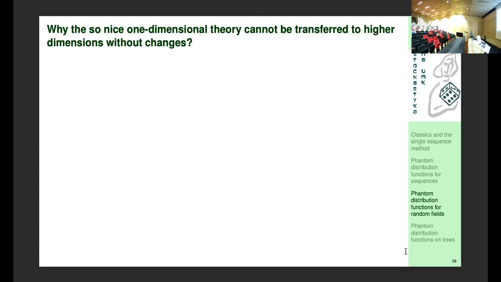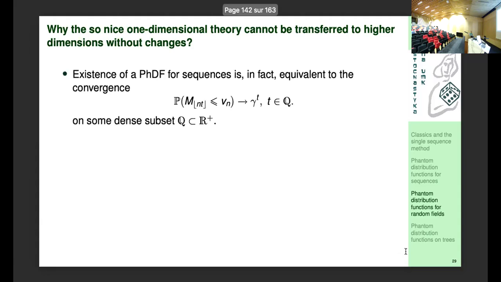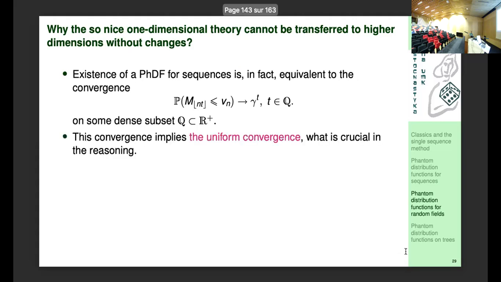And we come to the final statement related to this idea of random fields. The question is why we cannot transmit this nice one-dimensional theory to the two-dimensional case. And there is a surprisingly simple explanation related to the technicalities. If we have a convergence of monotone functions to the continuous limit on some dense set, this implies uniform convergence, and we can exploit this uniform convergence.